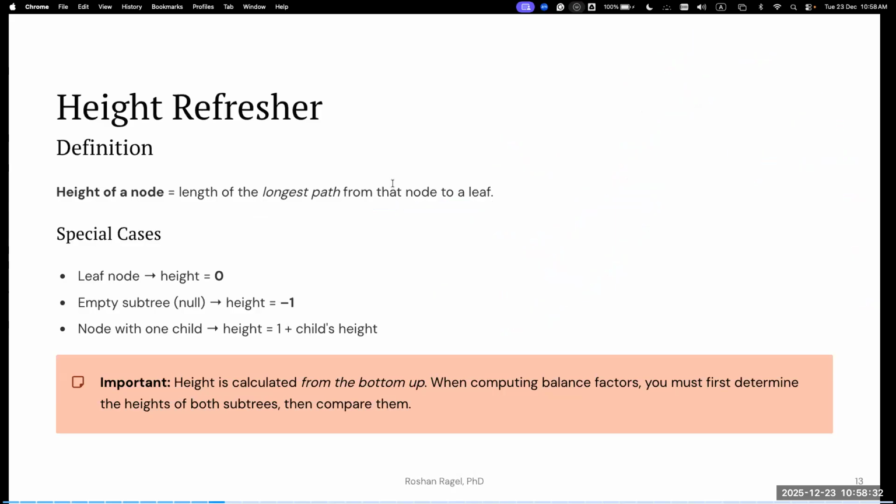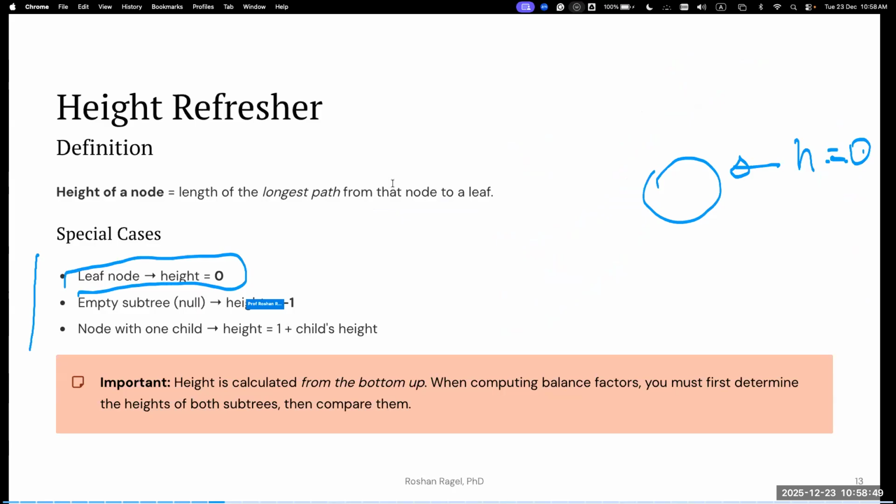But there are special cases mentioned. If we have a leaf node, right? So a node without any children, that node's height is defined as 0. As you can see, leaf node's height is defined as 0, right? So the height of this node without any children is 0.